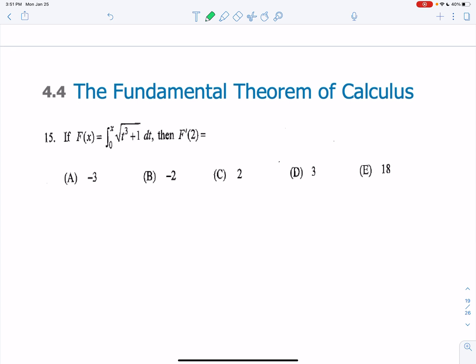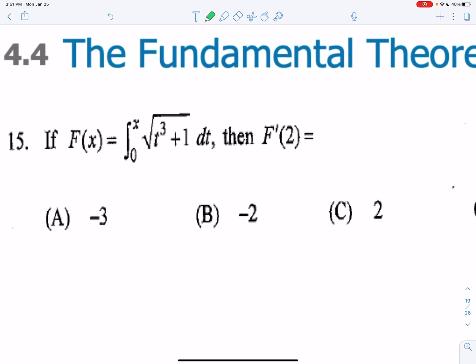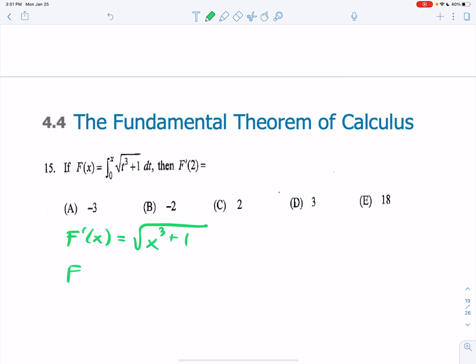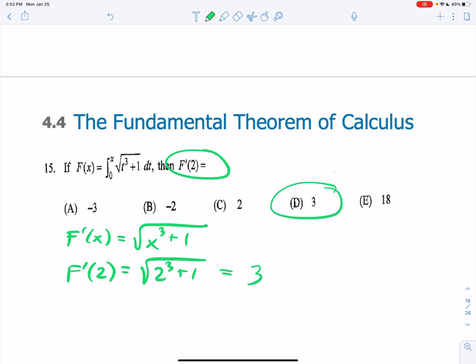All right. Written a little bit differently. If f of x equals that integral, then f prime of 2 equals. Okay? You could try this on your own. Press play when you're ready. So the trick here is to first find f prime of x. And that's the FTC one there. We're taking the derivative of an integral. That should come out to the square root of x cubed plus 1. And now that I know that, f prime of 2, which is what they're asking for, right, is just going to be the square root of 2 cubed plus 1. That's just going to be 3. Boom.